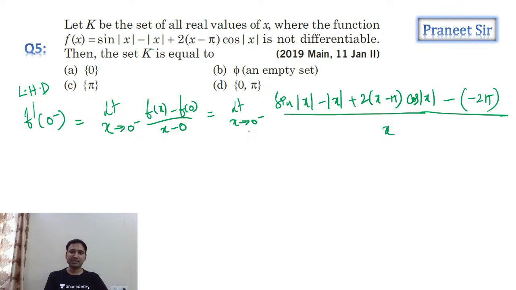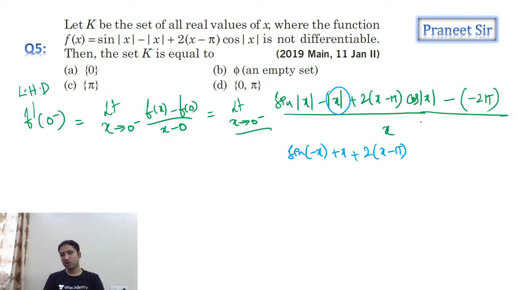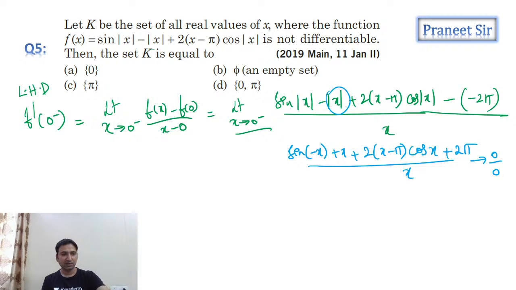But tell me, when x is tending to 0 minus, x is negative only. When x is negative, can I replace mod x with minus x? So finally I can write it like this: sine of minus x minus x plus 2 times x minus pi into cos of mod x, which is cos of minus x, but cos of minus x is cos x only, plus 2 pi by x. Are we getting 0 by 0? Yes, we're getting 0 by 0. So can we apply L'Hospital rule, guys? Let's apply L'Hospital rule.